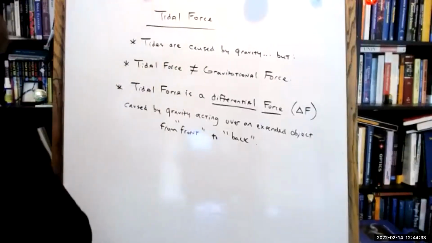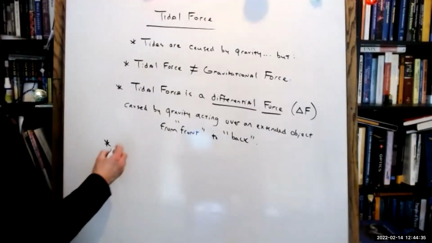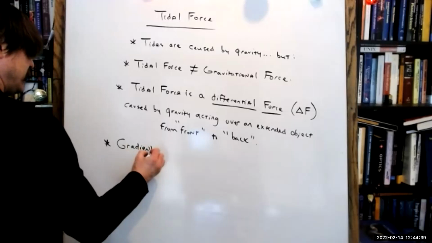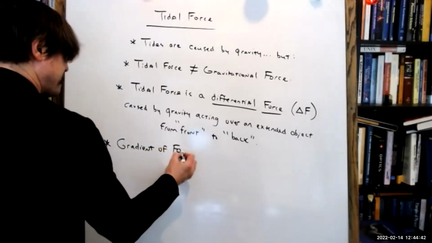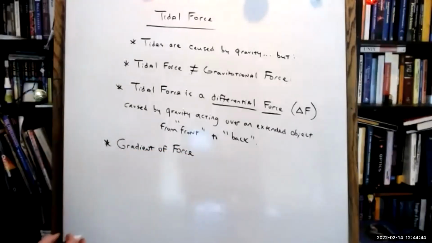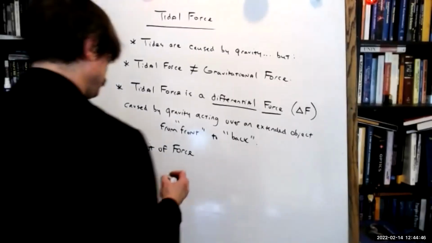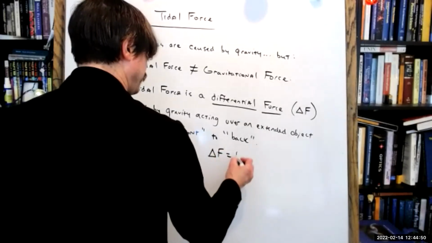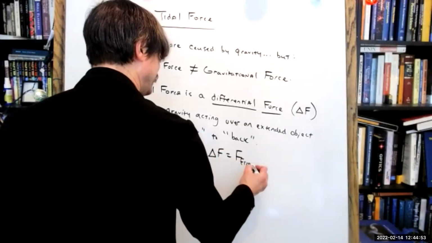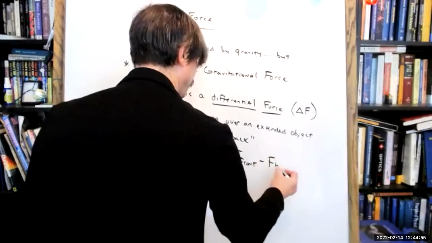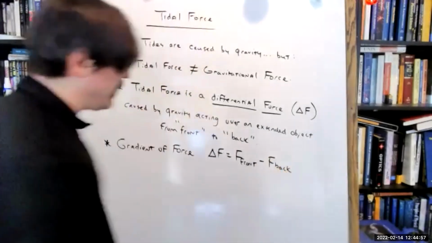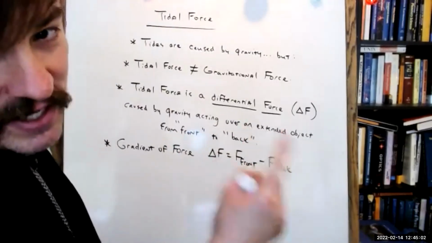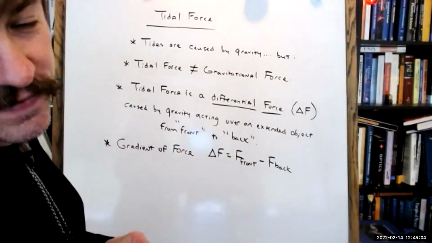For instance, here's another note. The tidal force is what we would call a gradient of force. And a simplified version of the gradient is the change in force is the force of gravity acting on the front minus the force acting on the back. But it's not just as simple as it acts front and back. It actually is acting on all parts of the object at different intensities.